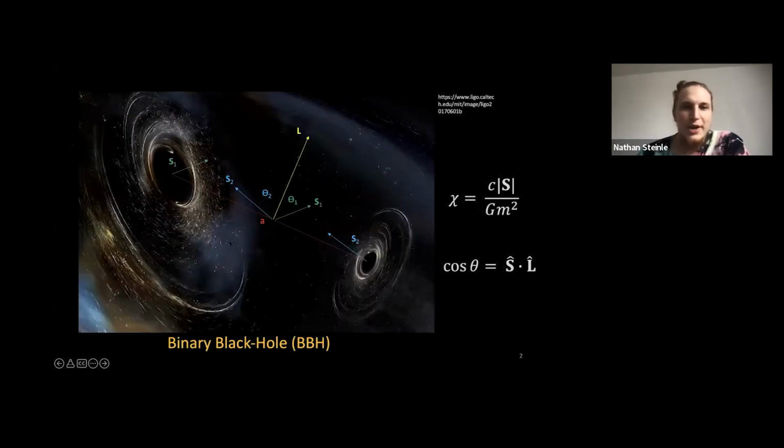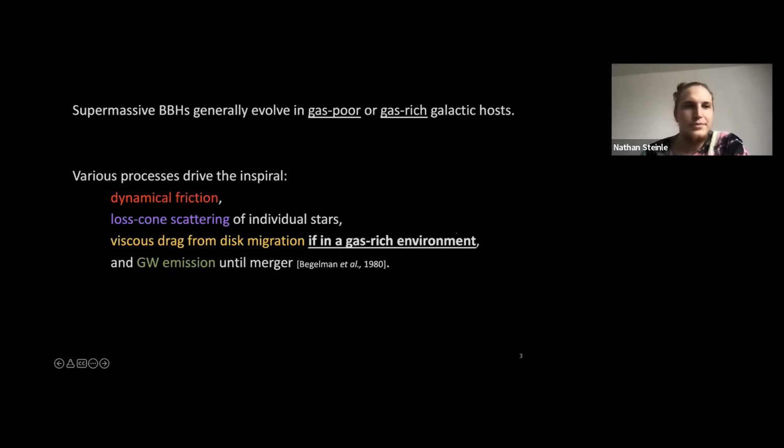This is a drawing of a binary black hole. There's a separation distance between the two holes. Each has its own spin angular momentum, and each has its own spin-orbit misalignment. If I talk about the spin, I'll probably be talking about the dimensionless spin magnitude chi.